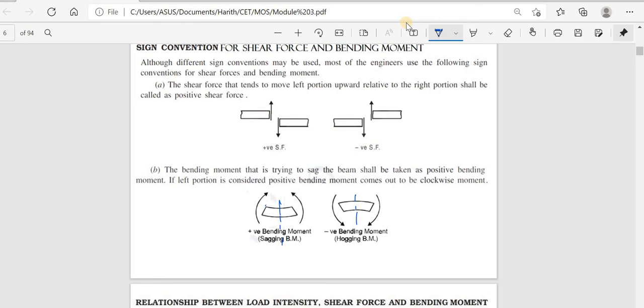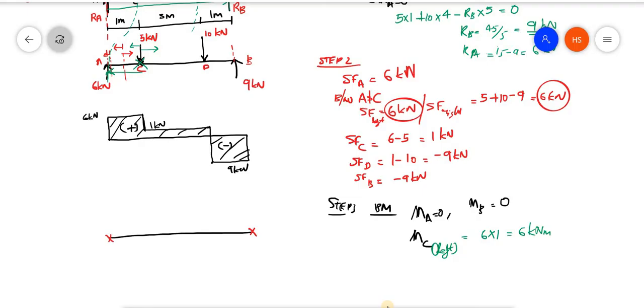This is the same thing we did in the cantilever beam also. Here the section we consider is section C, and we have considered the left of the section. The moment is in the clockwise direction, so it is positive. That is plus 6.